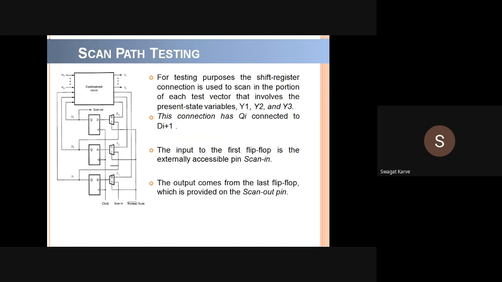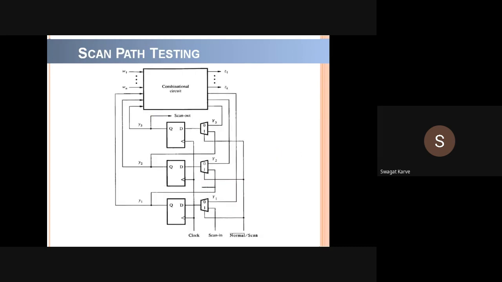Now we are going to discuss the first method, that is scan path testing. So you have scan path testing, built-in self-test, and boundary scan, or JTAG. You can say boundary scan and JTAG are one and the same. This method is used for the sequential logic circuit. This is the circuit setup. Now how does this circuit work? It works in 4 steps.